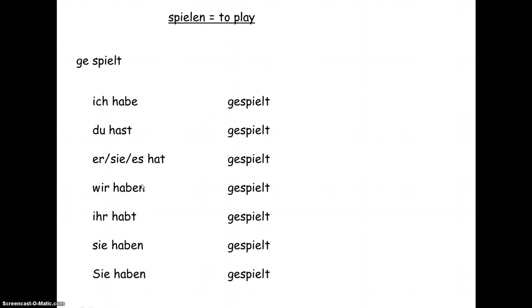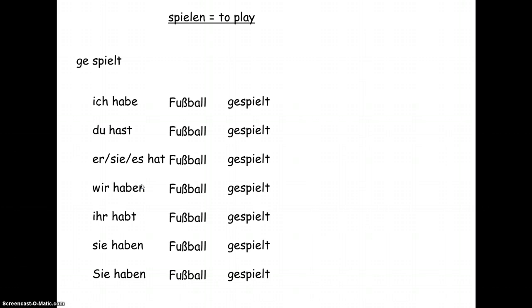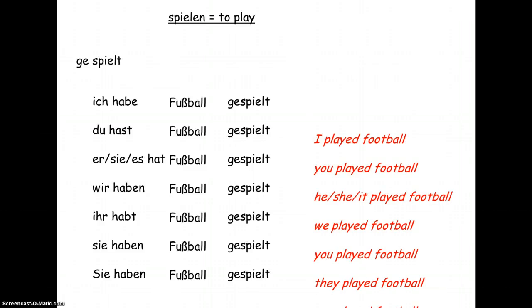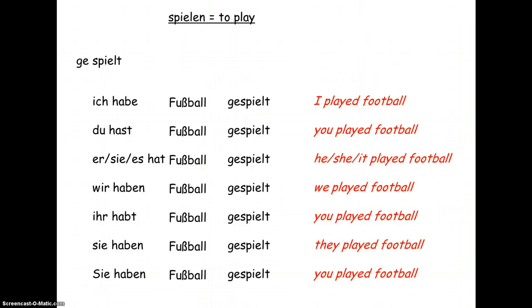And then if there's anything else in our sentence, that goes in the middle. Okay? And then you've got a simple phrase. I played football, ich habe Fußball gespielt, you played football, du hast Fußball gespielt, etc., etc. That's it for the weak verbs.